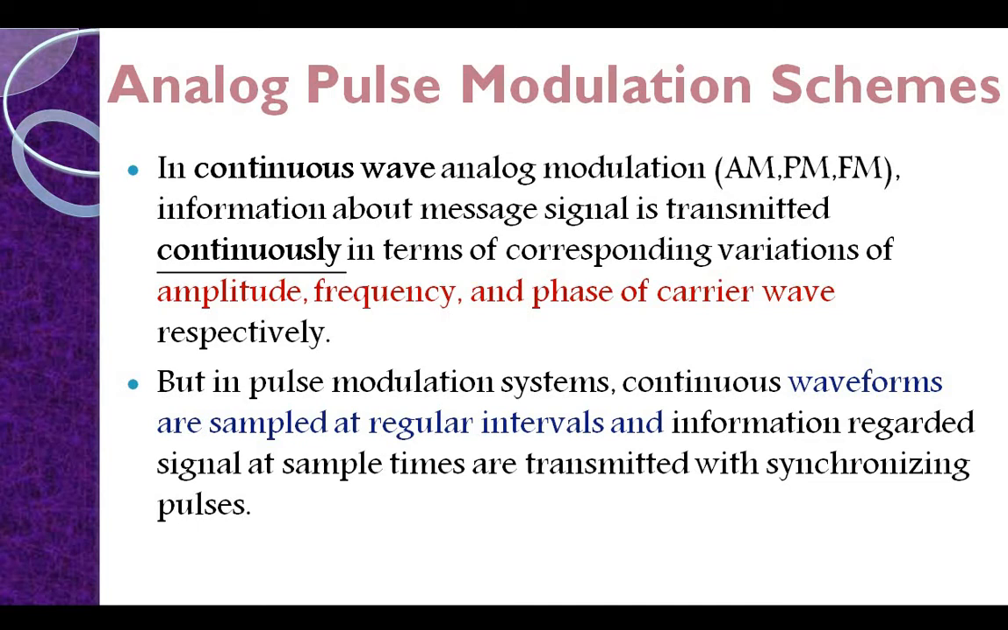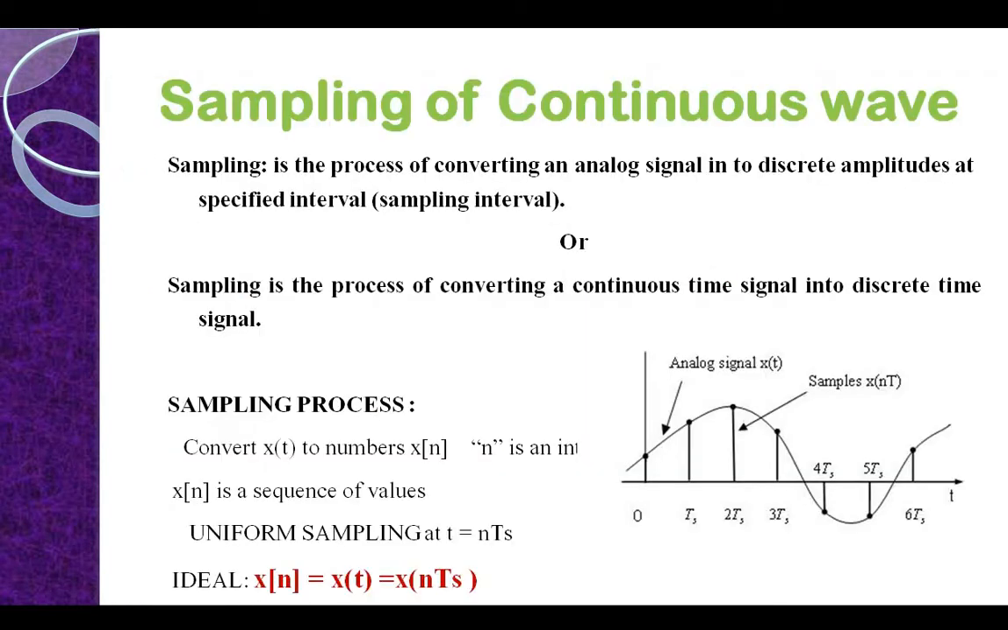Whereas in continuous analog modulation, the message signal is transmitted continuously in terms of corresponding variations, like amplitude modulation, where your amplitude will be varying, frequency modulation, where your frequency will be varying, phase modulation, where your phase will be varying. So this is the difference between continuous wave analog modulation techniques and pulse wave analog modulations. Clear?